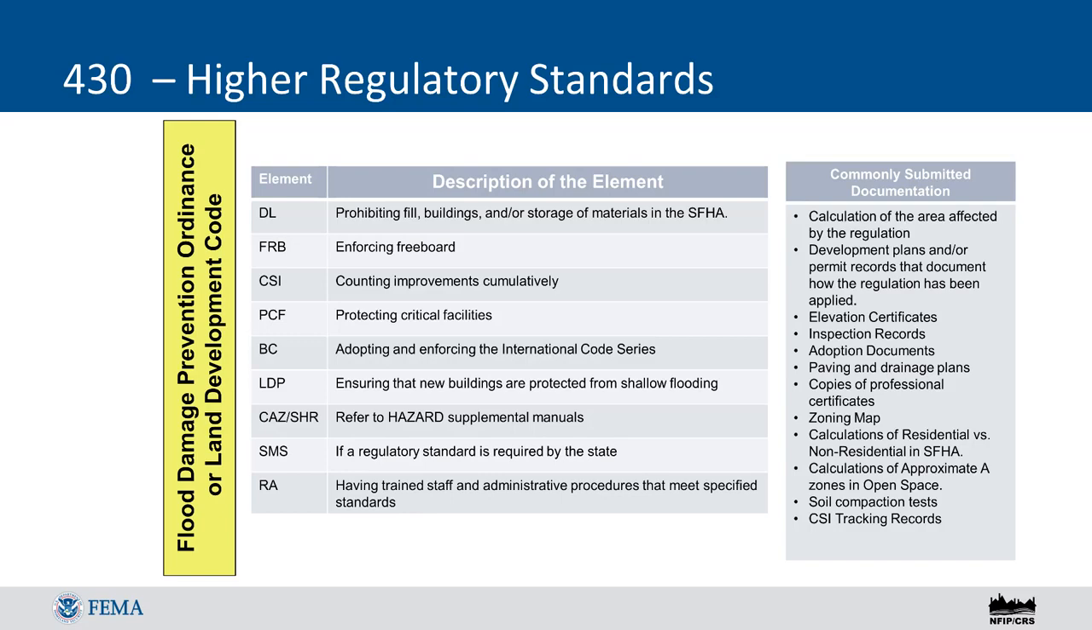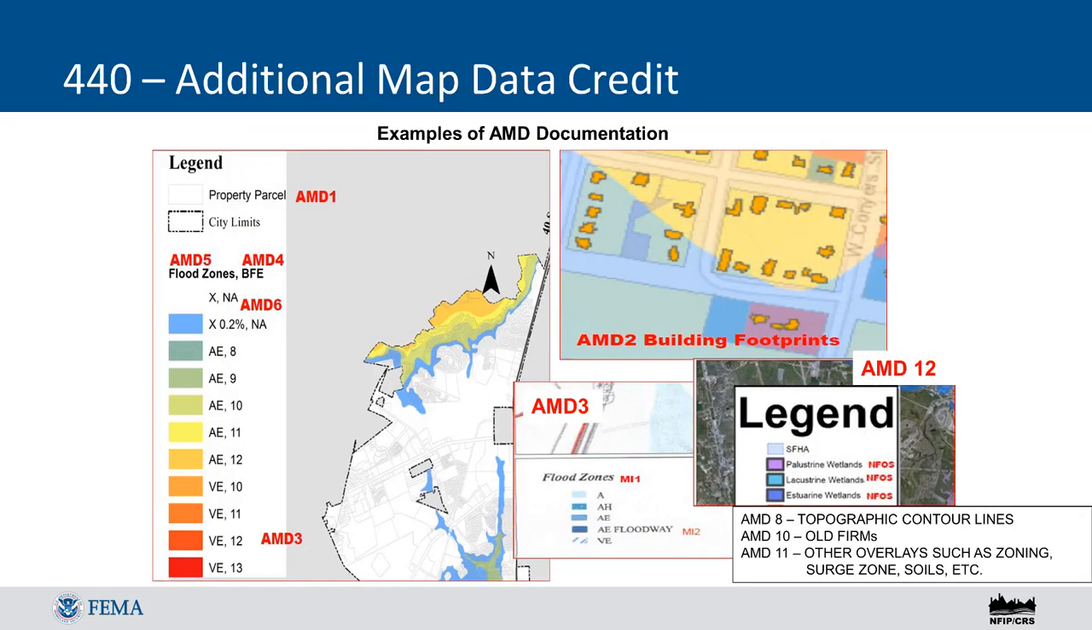You'll also have to provide permit records to show you enforce each provision. Activity 440 is for additional map data. This is typically your flood-related layers in your GIS. In this example, you'll see the AMD markups. Please identify those areas and elements in the printouts you send so that we can make sure you're receiving credit for the appropriate layers.